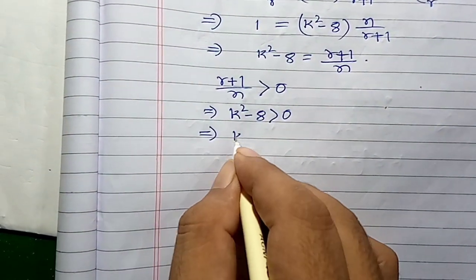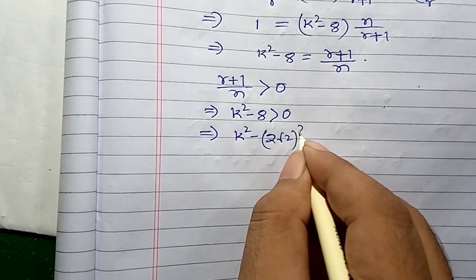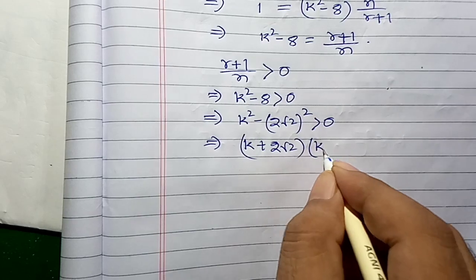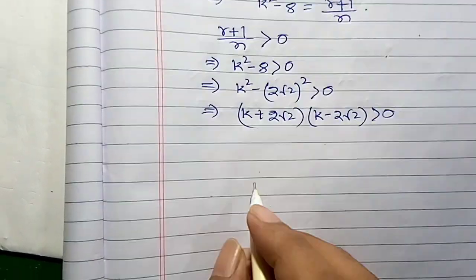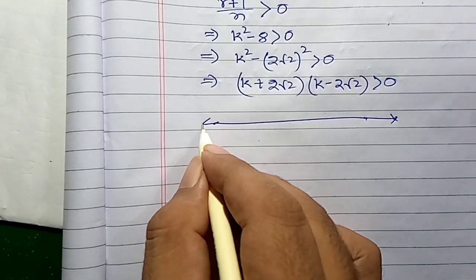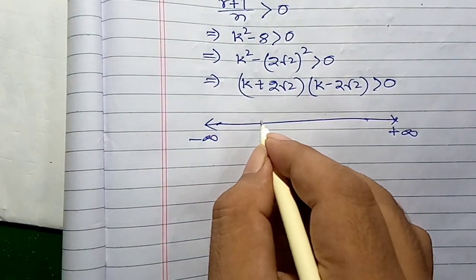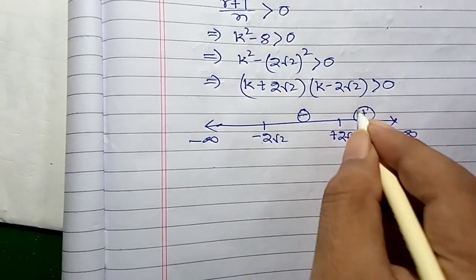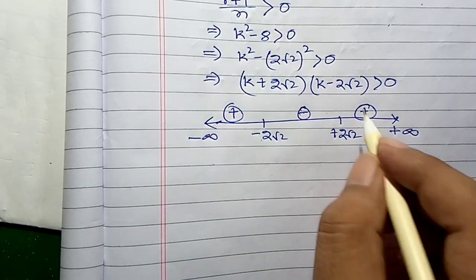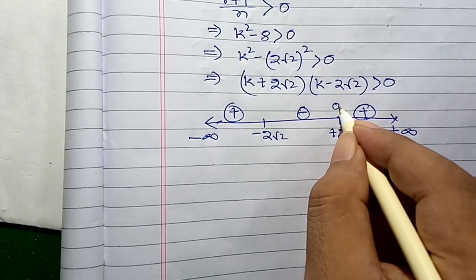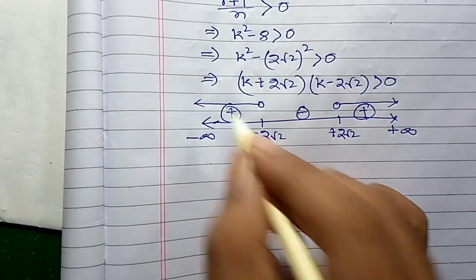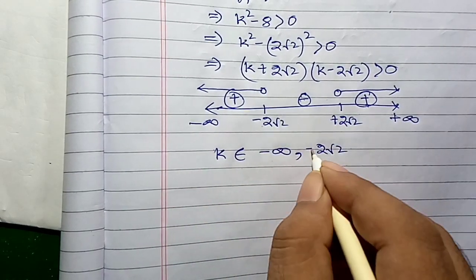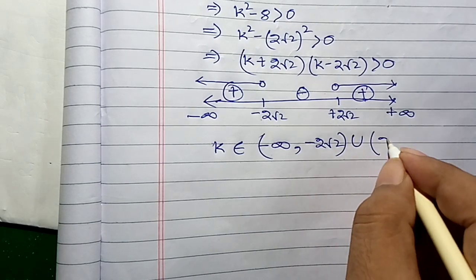From here (k² − (2√2)²) greater than 0. This will be (k + 2√2)(k − 2√2) greater than 0. From wavy curve method, this is minus infinity to plus infinity. This will be minus 2 root 2 and this will be plus 2 root 2. Plus minus plus. So we need the positive. So positive is from here, this. So therefore from here k belongs to minus infinity to minus 2 root 2 open union 2 root 2 to infinity.